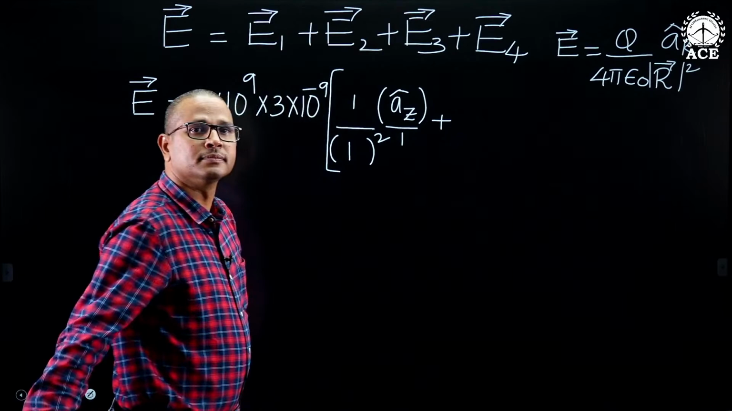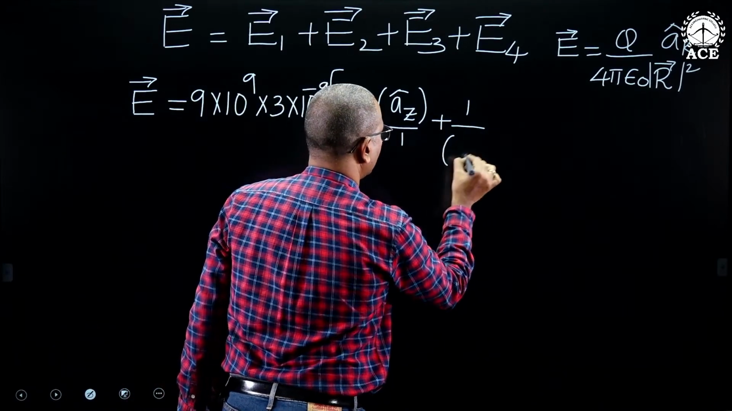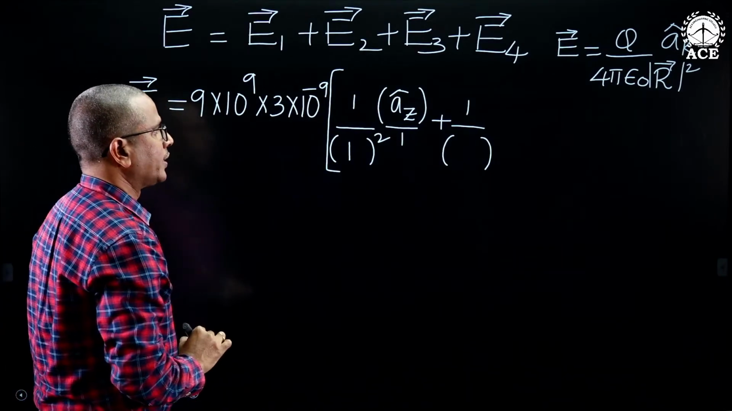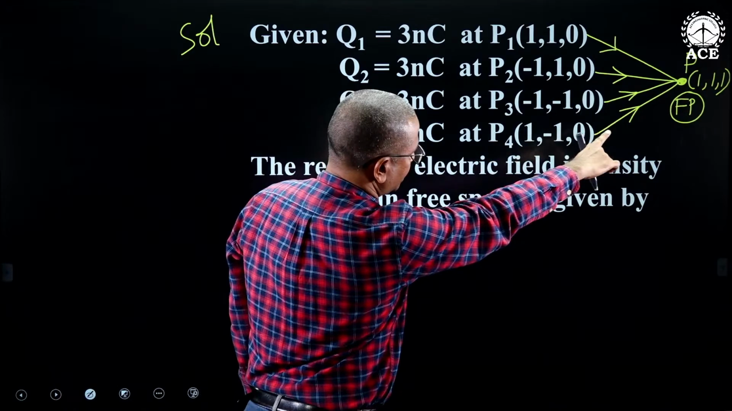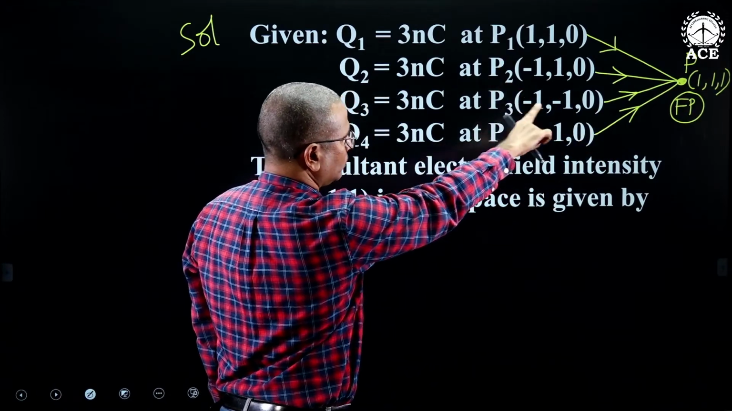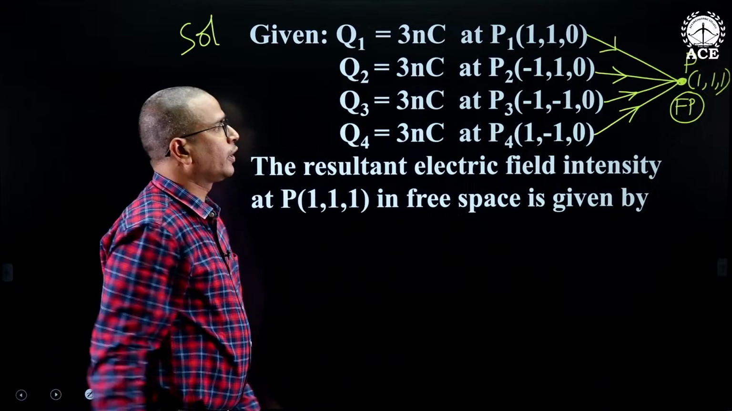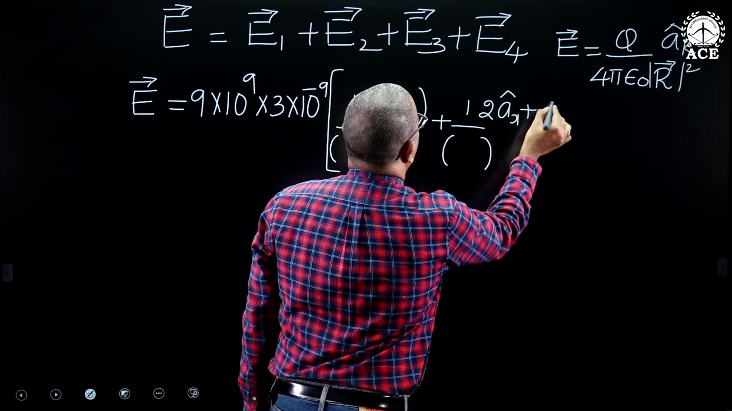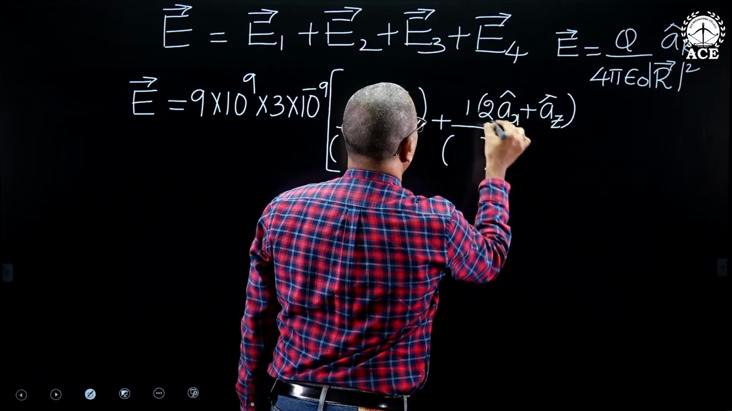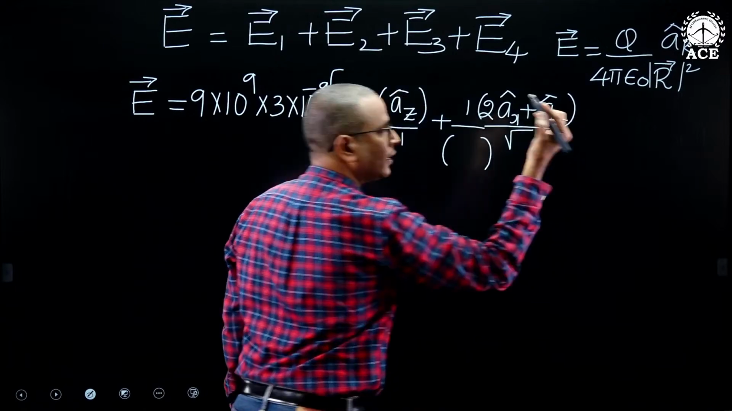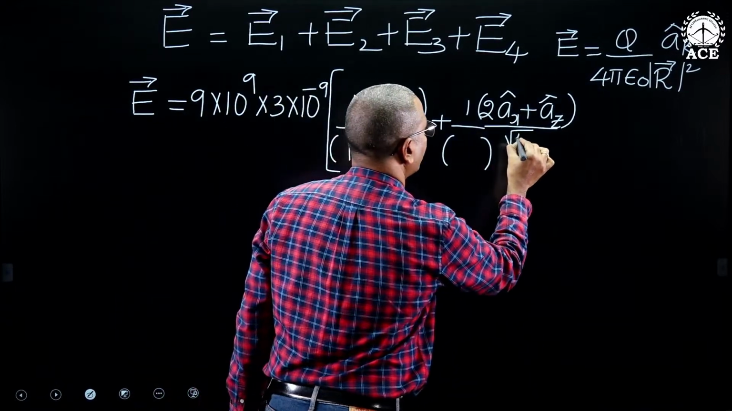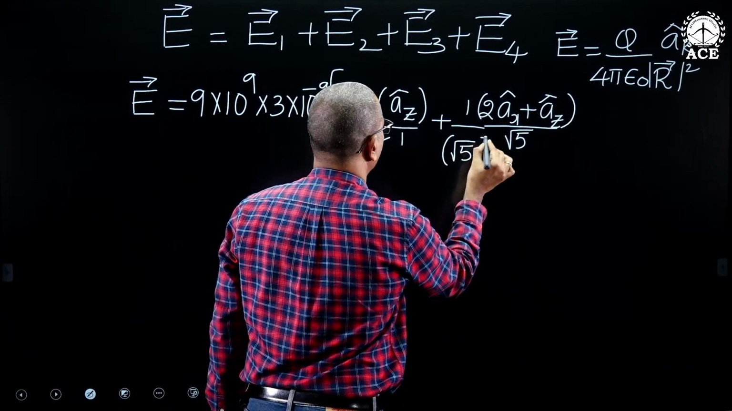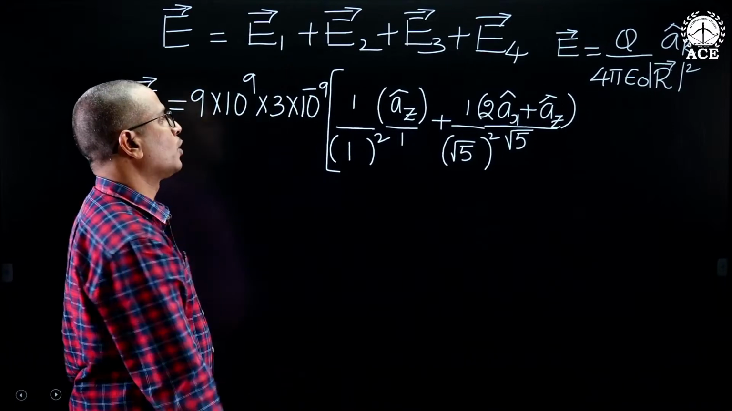Next, plus 1 by distance square. Before that, I am writing displacement. If you write displacement, it will become easy for you, dear students. What is the displacement for the second object? 1 minus of minus 1 is 2, 1 minus 1 is 0, 1 minus 0 is 1. So what you are getting is 2Ax cap plus Az cap, divided by its magnitude, square root of 2 square plus 1 square, square root of 5. And this one is root 5 whole square. This is for the second object.